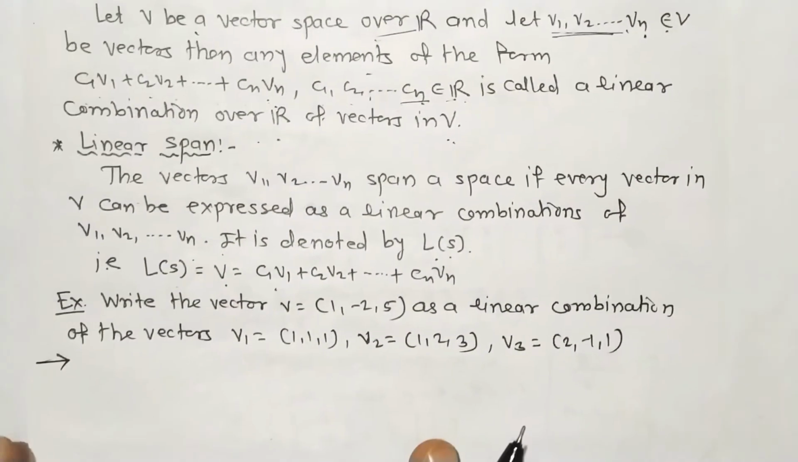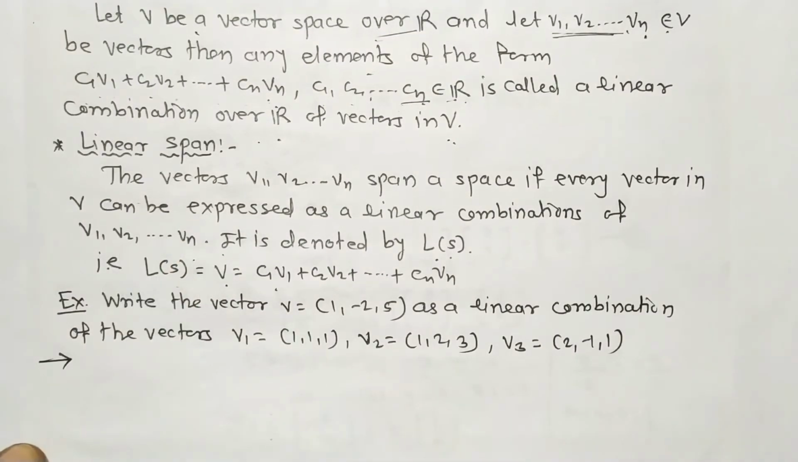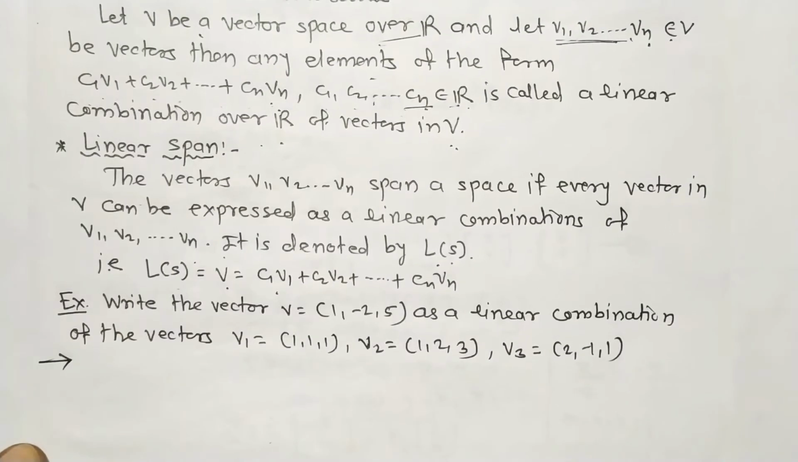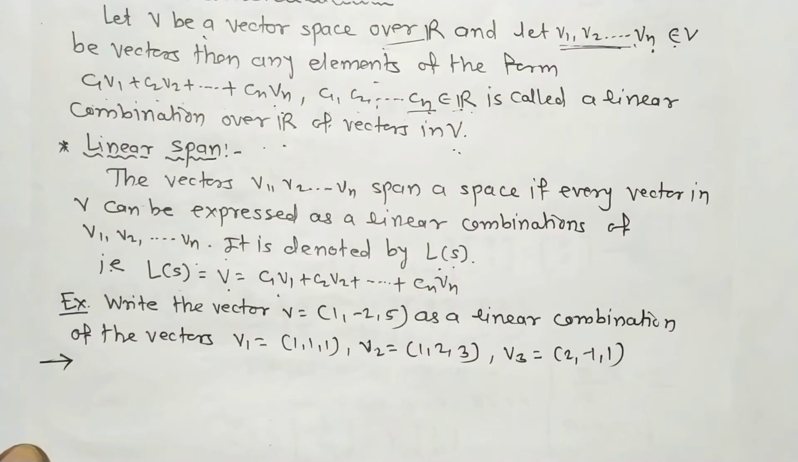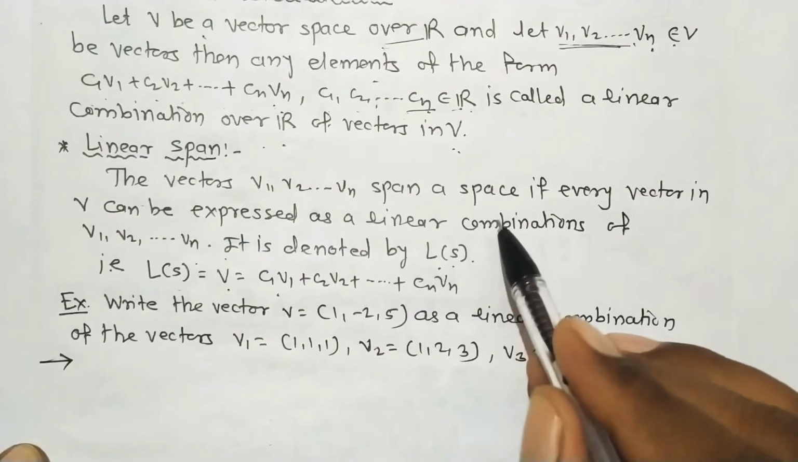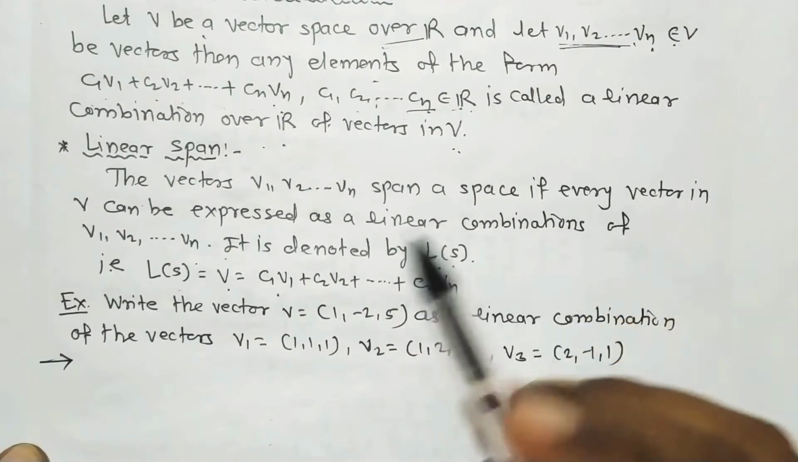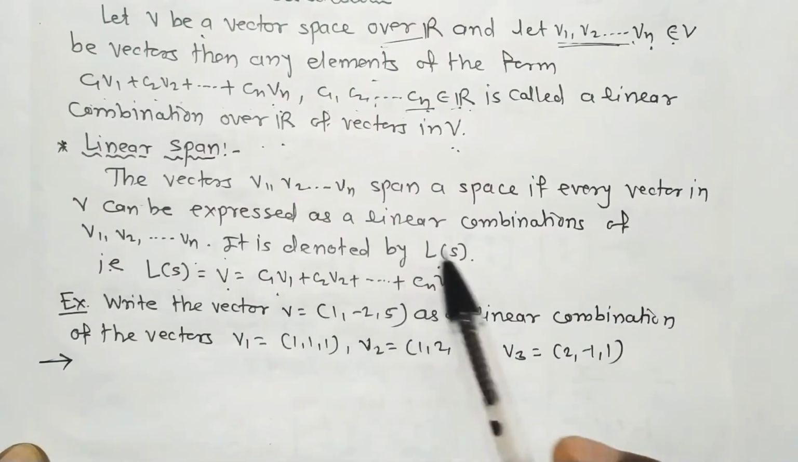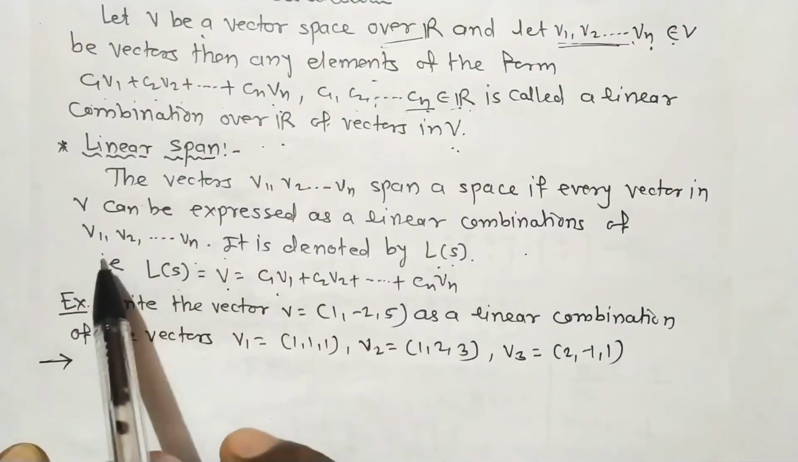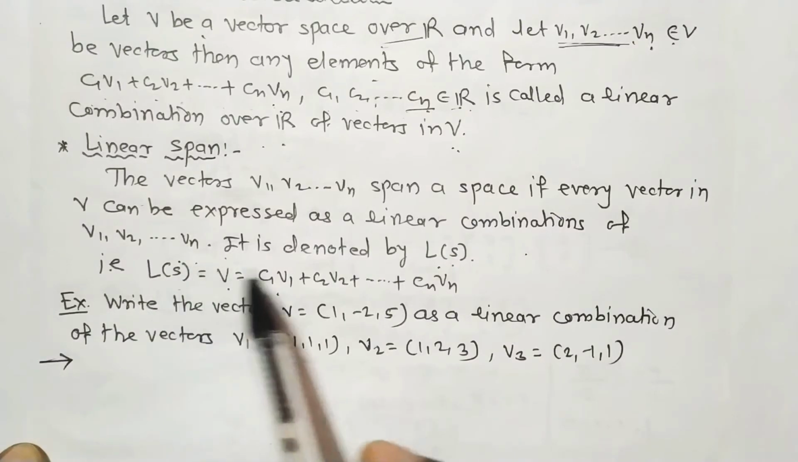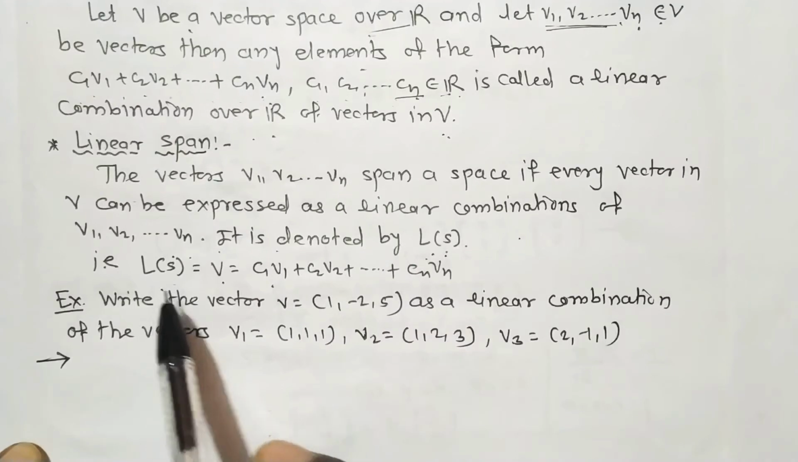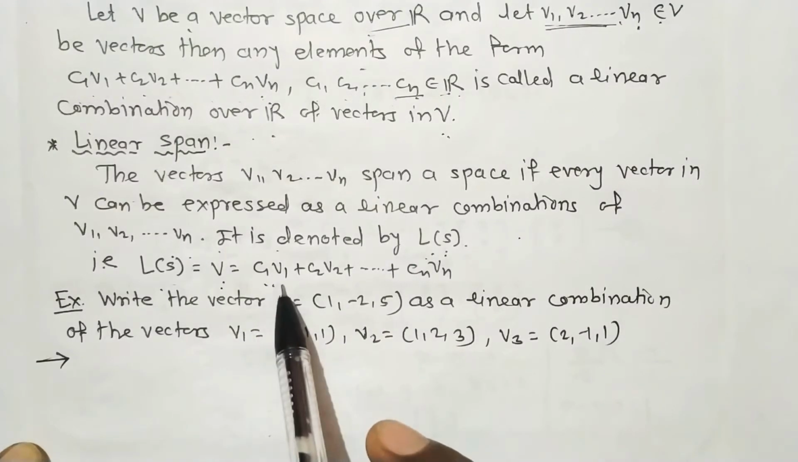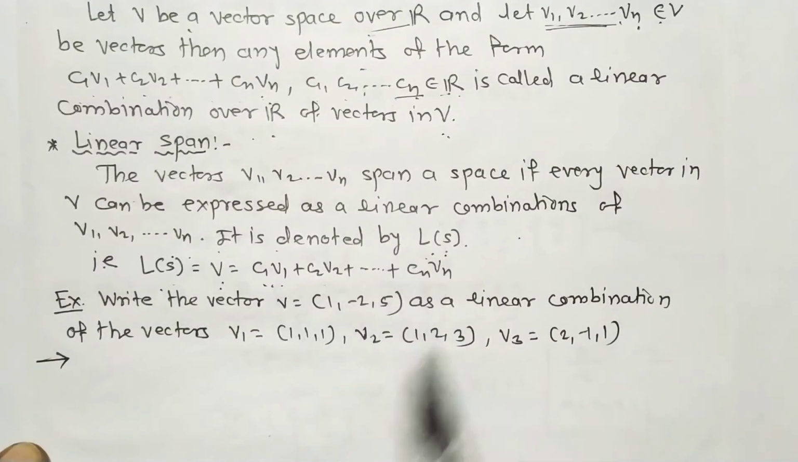Now after linear combination, in today's lecture we have to learn the next topic of our syllabus, that is linear span. Now what is meant by linear span? The vectors V1, V2 up to Vn span a space if every vector in V can be expressed as a linear combination of V1, V2 up to Vn. It is denoted by L of S, that is L of S is equal to V equal to C1 V1 plus C2 V2 plus so on plus Cn Vn.